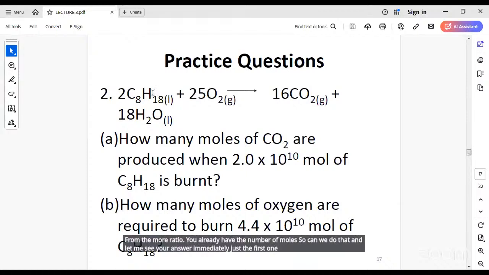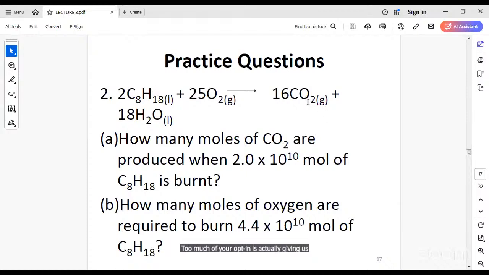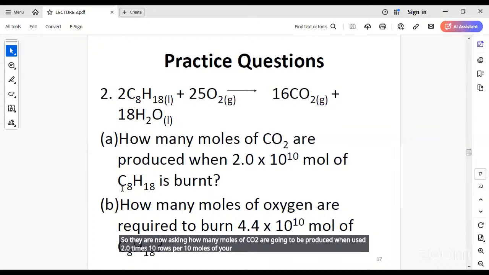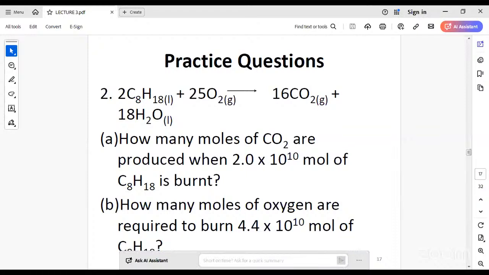2 moles of your octane is actually giving us 16 moles of your CO2. So they are now asking how many moles of CO2 are going to be produced when you use 2.0 times 10 raised to the power 10 mole of your octane. Can I see your answer? Correct. 1.6 times 10 raised to the power 11 moles. Thank you very much. That's correct.